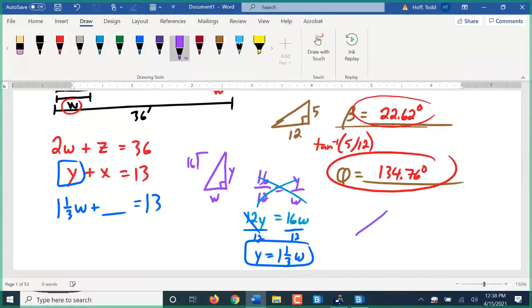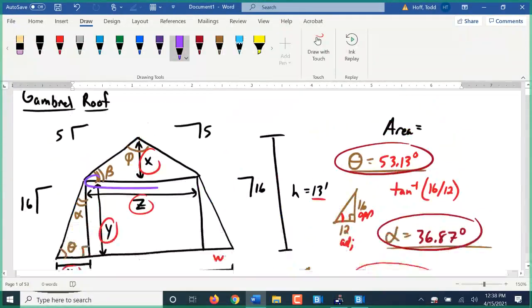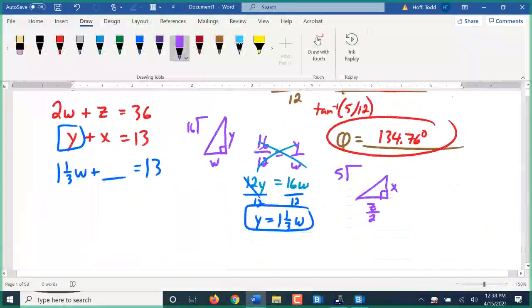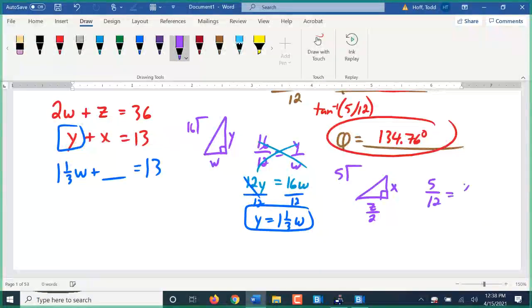X is off of that 5/12 slope. We know this height here is X. Down here, this is 1/2 of Z, or Z over 2. Remember, Z goes all the way across, so the run of that is half of Z, or Z over 2. So we have 5 over 12 equals X over Z over 2, or half of Z, if you want to write it that way.